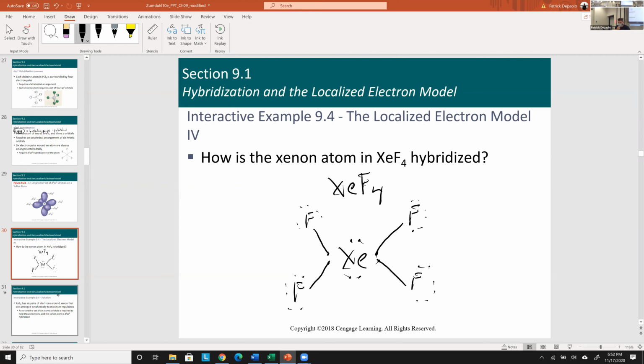Who can answer what is the hybridization for xenon? How many electron groups does it have? Good, 6. So which one's that? Good. So d2sp3, right? We have 1, 2, 3, 4, 5, 6. So 6 electron groups. Any questions on that?